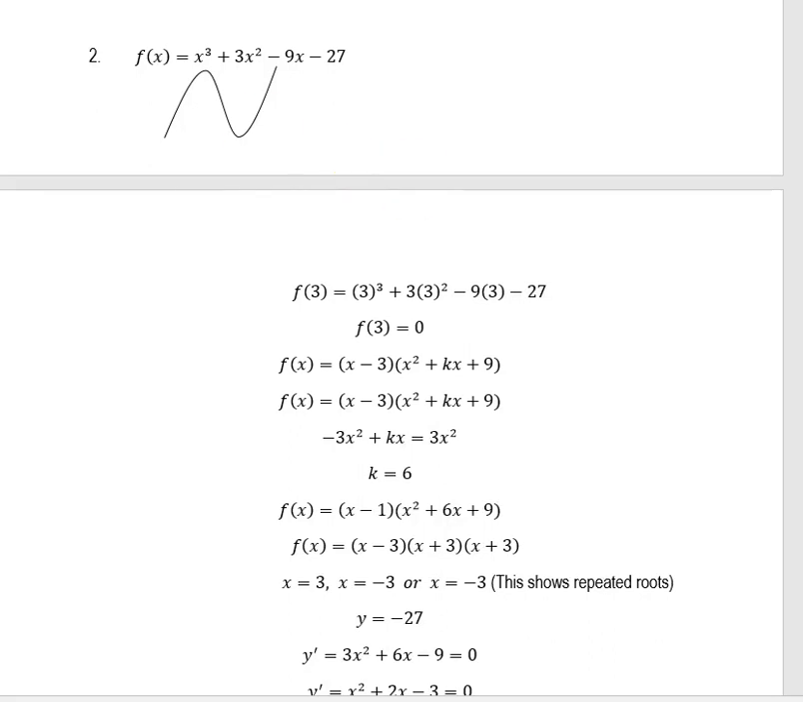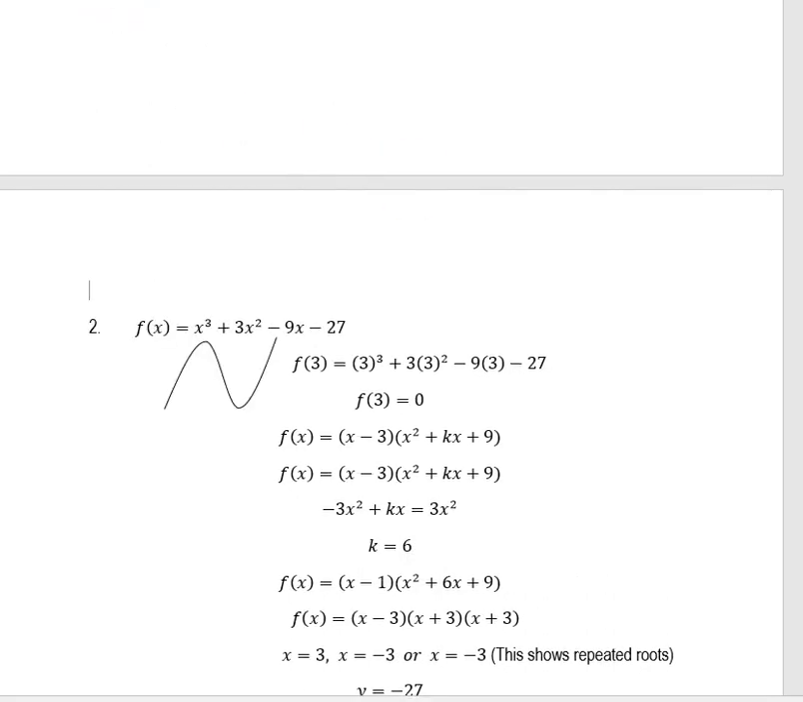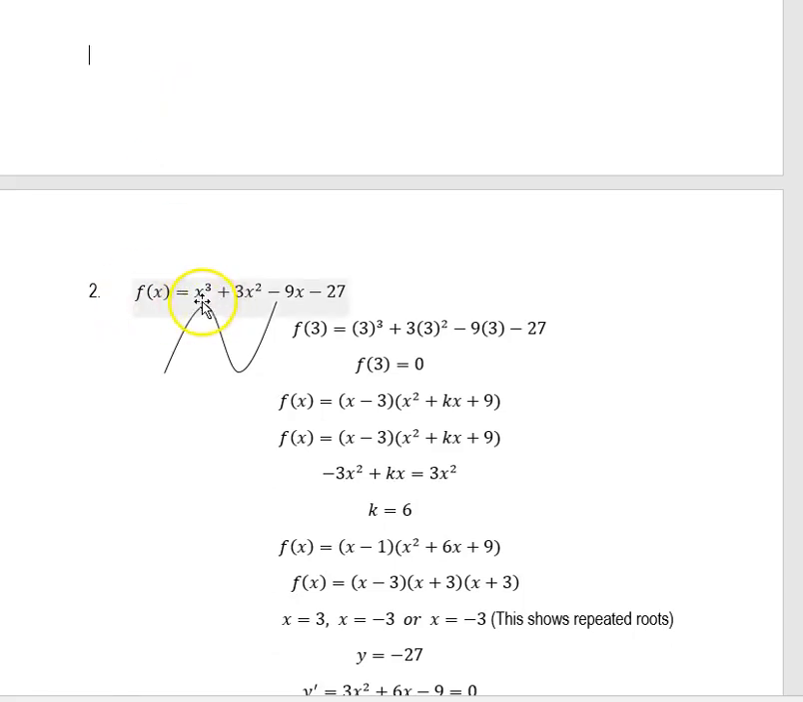Let's see example 2. In example 2 also, we have a function of x cubed plus 3x squared minus 9x minus 27. Now here also the first thing to do, as we have been told, is to find your x and y intercepts. So if I want to find my y-intercept here, if I put x to be 0, my y-intercept will be minus 27. And then the next step is to find my x-intercepts by making y to be 0. And that's what I'm doing here. The value that will make this one 0 is 3. I've already done that for you.